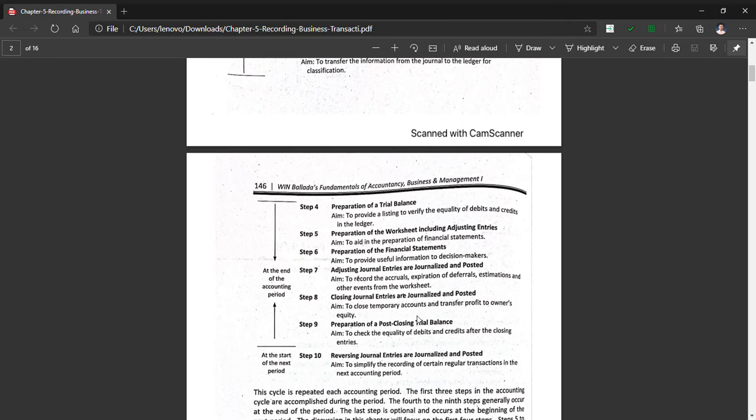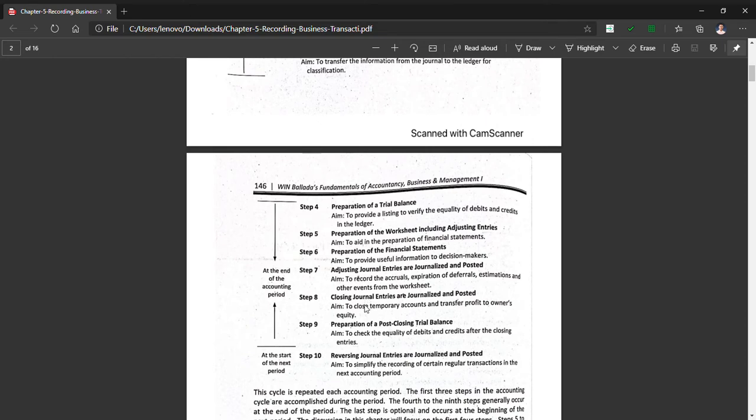Step 9, preparation of a post-closing trial balance. Halos parehas lang din sila ng trial balance dito. Ang difference lang ng trial balance sa step 4 and sa post-closing trial balance sa step 9, yung post-closing trial balance, wala na siyang income and expenses. Okay? While under the trial balance, meron pa rin siyang income and expenses. Sa post-closing trial balance kasi, dahil wala na siyang income and expense, ka-close na kasi siya under step 8.